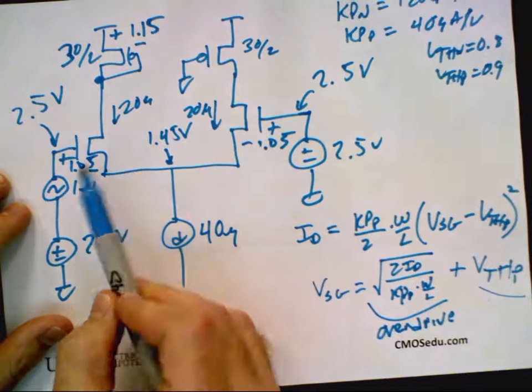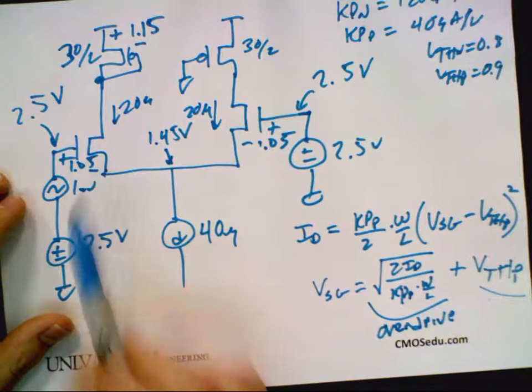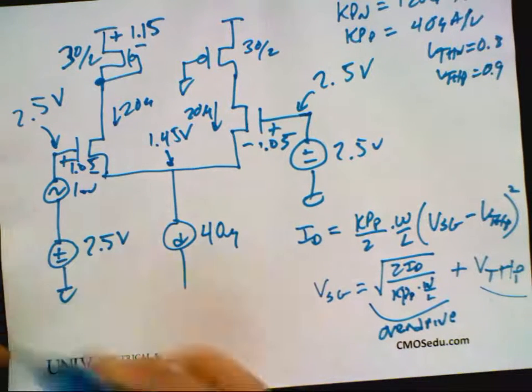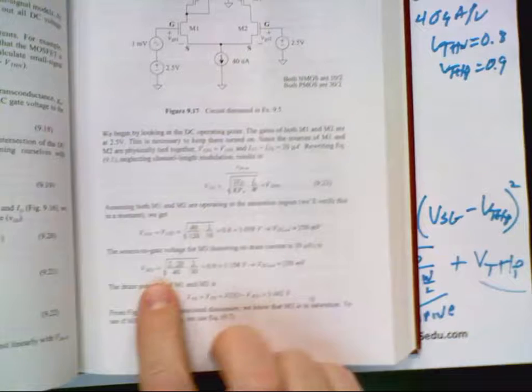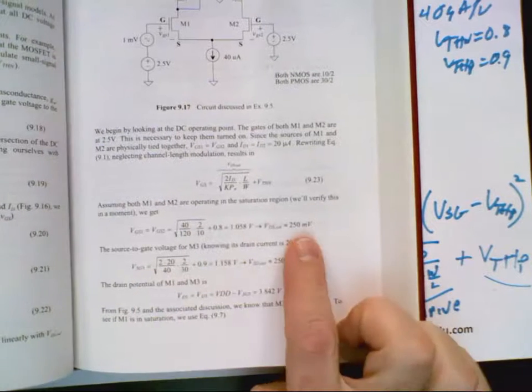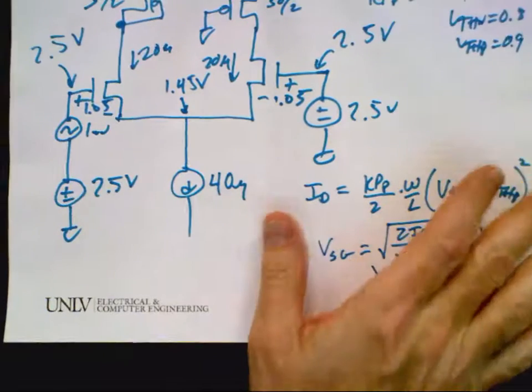I solved it 2 times, the last 2 lectures. Yeah. I used it for the PMOS. I didn't want to solve that again. It's also in the book, right here. 250, 250. All right, so what do I want to do AC now? Tell me what to do.